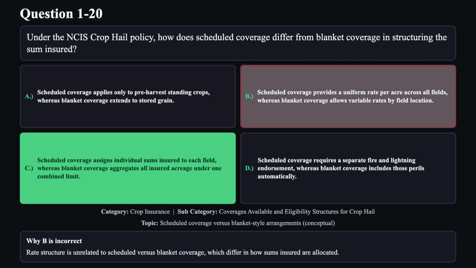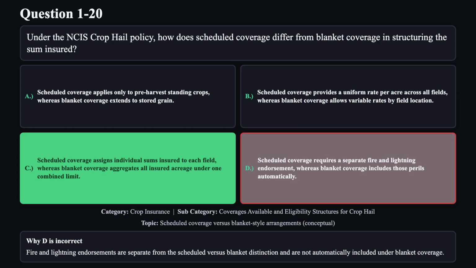Reason B is not correct. Rate structure is unrelated to scheduled versus blanket coverage, which differ in how sums insured are allocated. Reason D is not correct. Fire and lightning endorsements are separate from the scheduled versus blanket distinction and are not automatically included under blanket coverage.